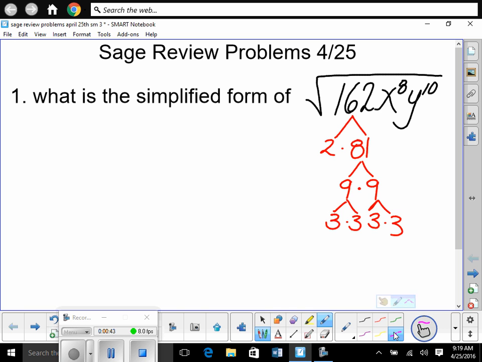Don't double dip. 81's not there. You rewrote 81 as 9 and 9. Don't double dip. 9 is no longer there. You rewrote it as 3 and 3. Same with that 9. Does everybody understand that? There's not a 9 and a 3 and a 3.